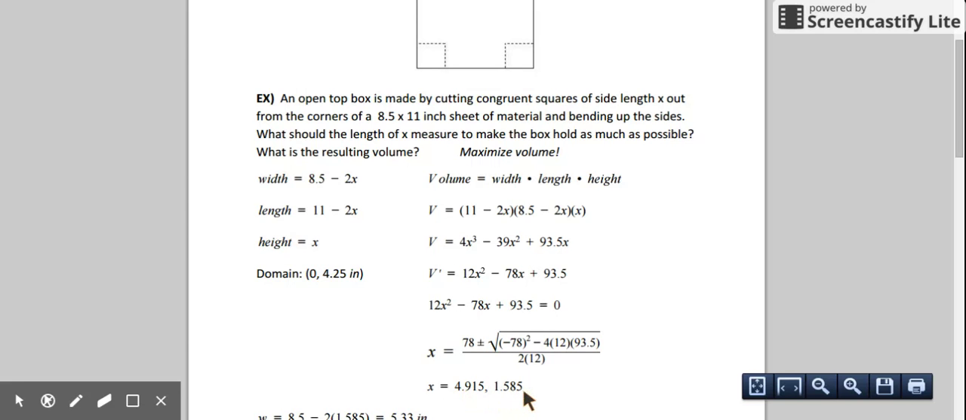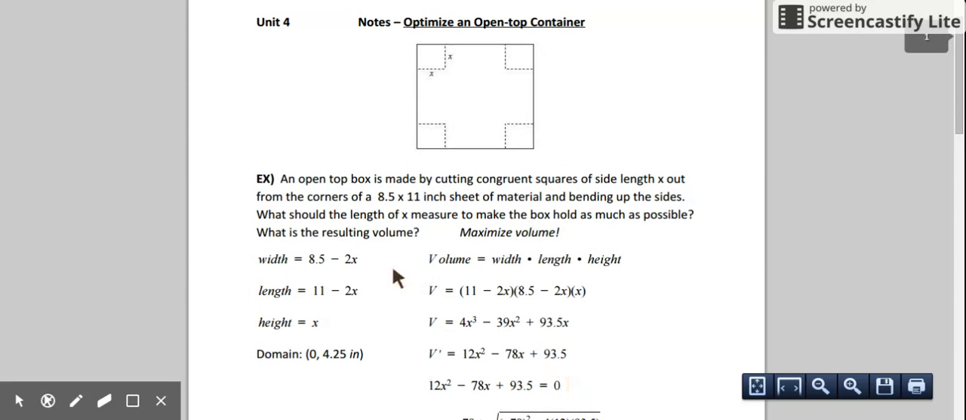And now let's think about which of these answers are actually possible. If I go back up here and analyze my width, if I find the zeros of my width, what would make this a zero width? What x value could I plug in? Well, if I plug in 4.25 and double that, I get 8.5. And if I do 8.5 minus 8.5, then I get a 0 width. I don't want to make a box with a 0 width. So I can't plug in a value that's any greater than 4.25.